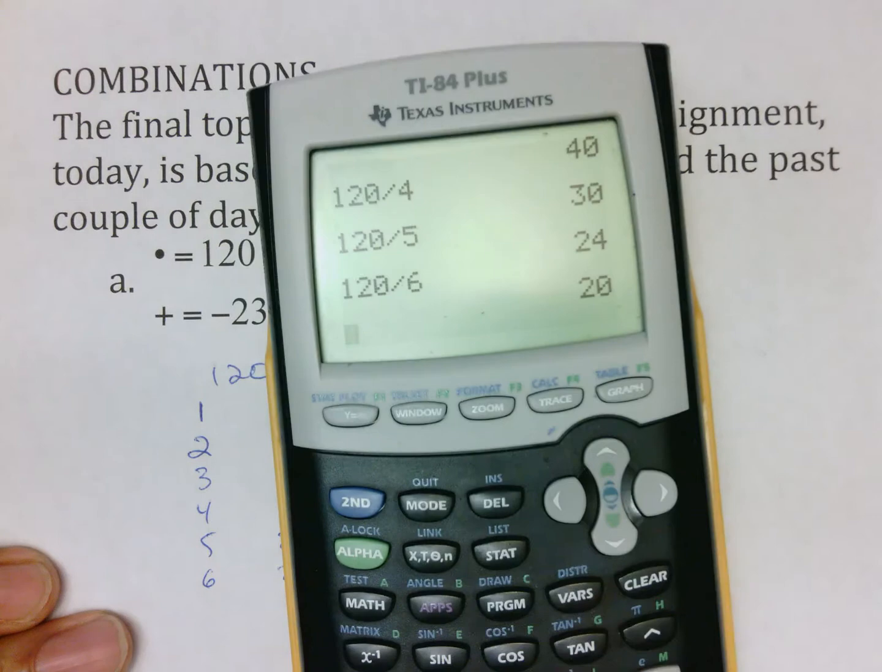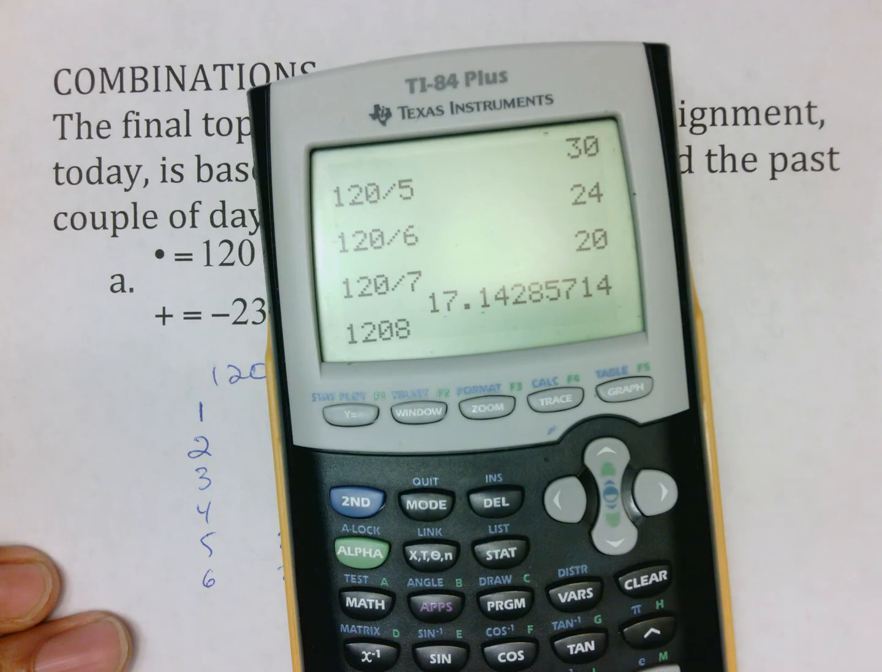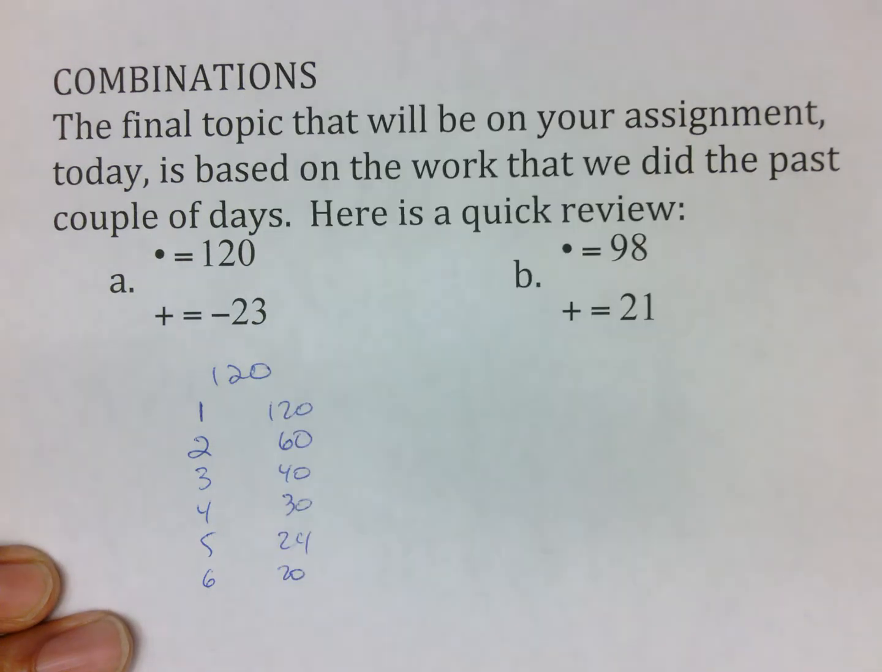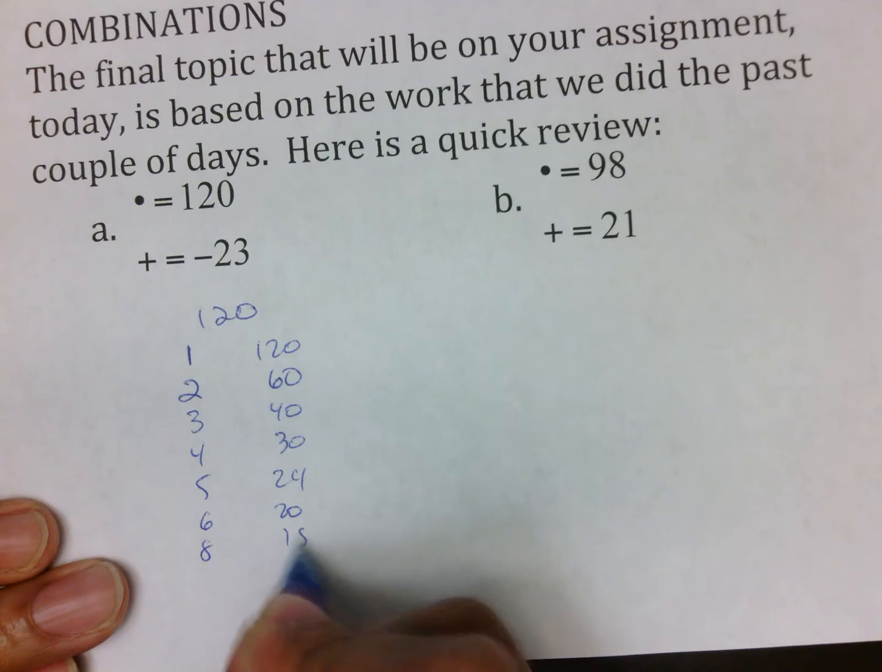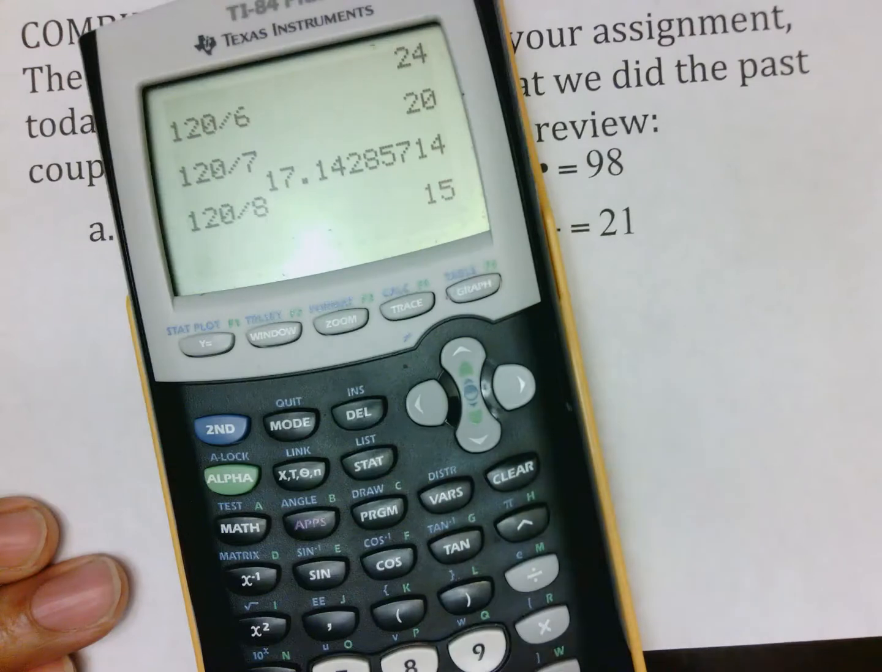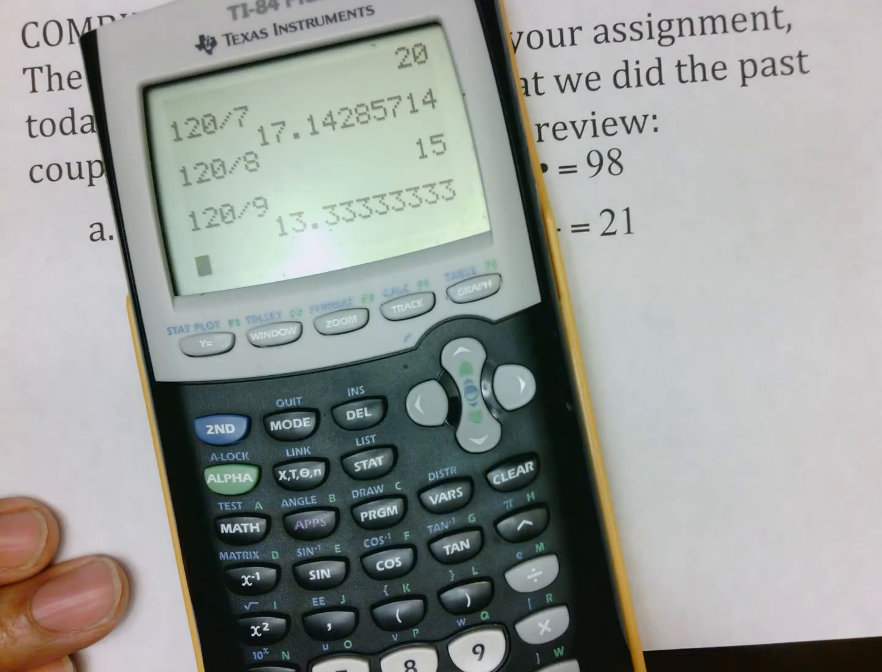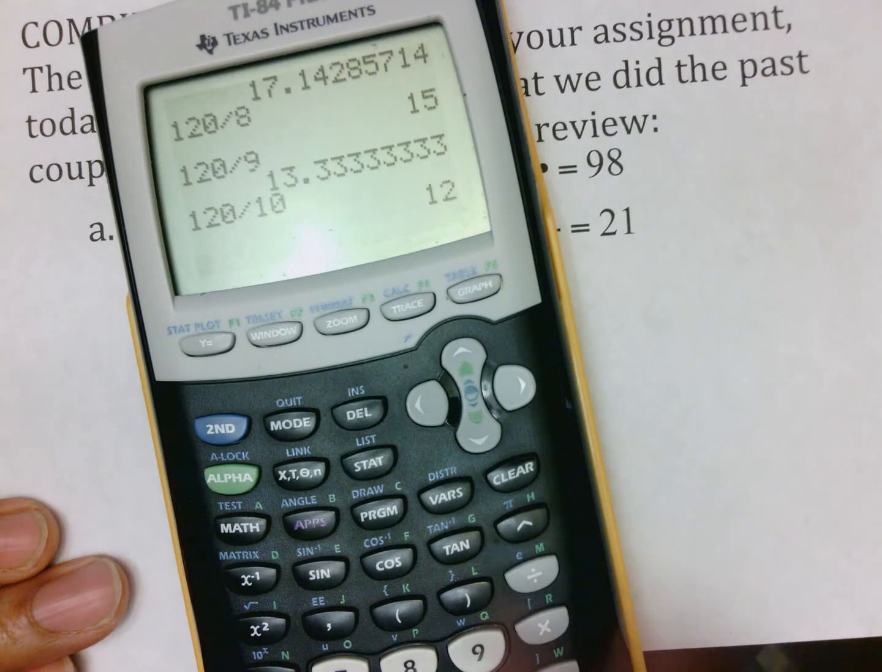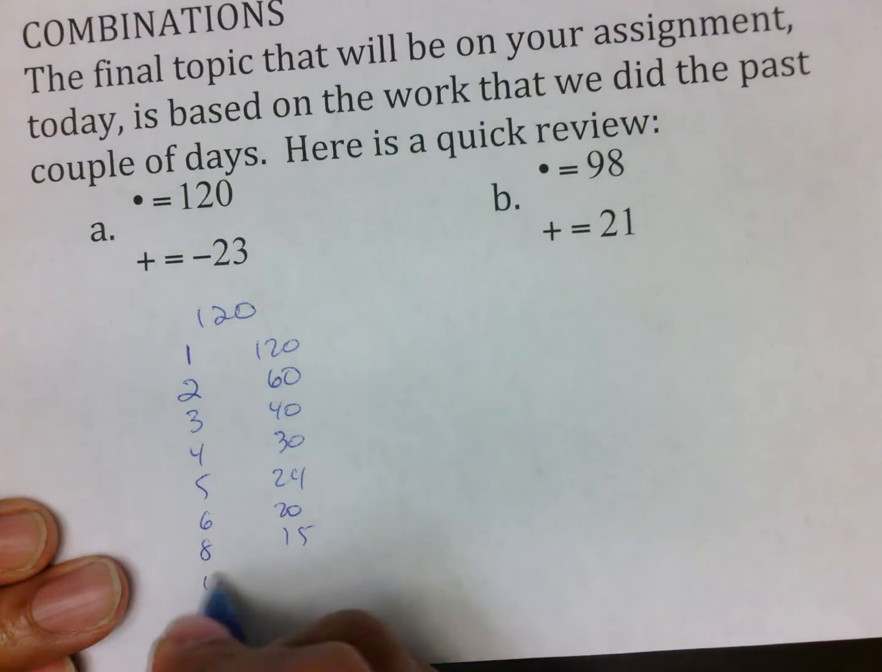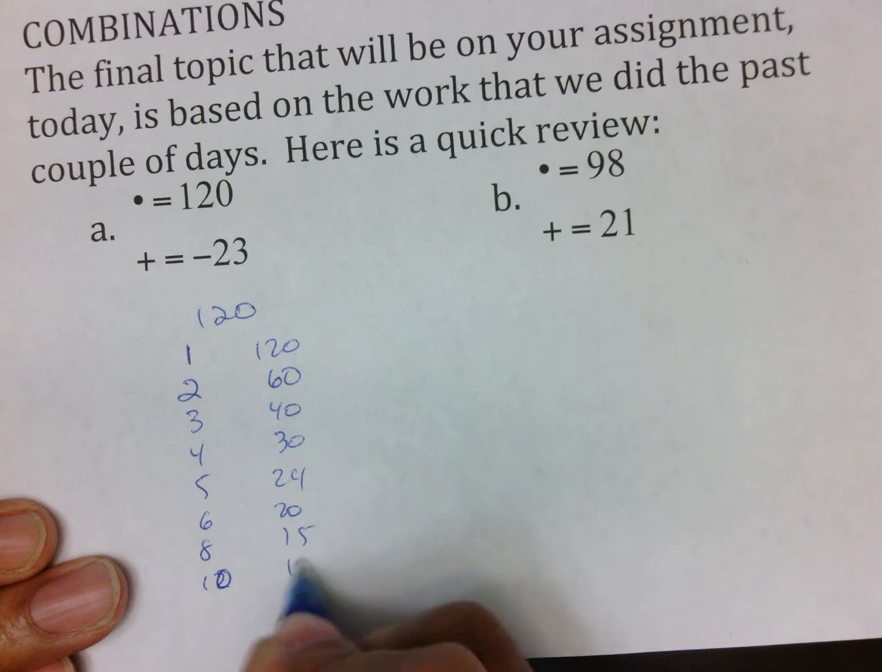120 divided by 7, which, because it gives me a decimal, means 7 doesn't go. Then we try 8, which is 15, so 8 and 15. 120 divided by 9 I don't think goes. Notice we get a decimal, and 120 divided by 10 is 12, which tells me we're getting close because these two numbers are getting closer to each other.